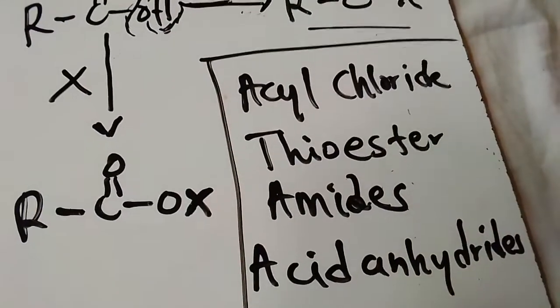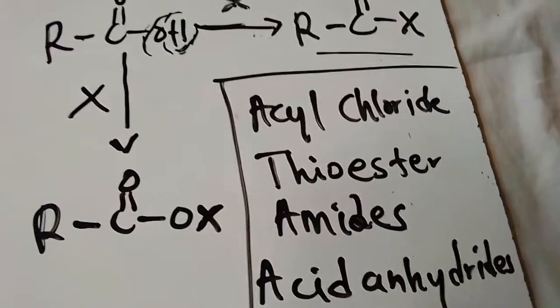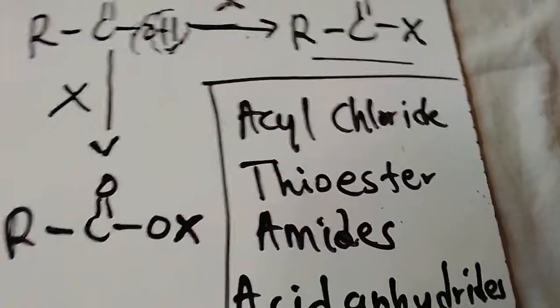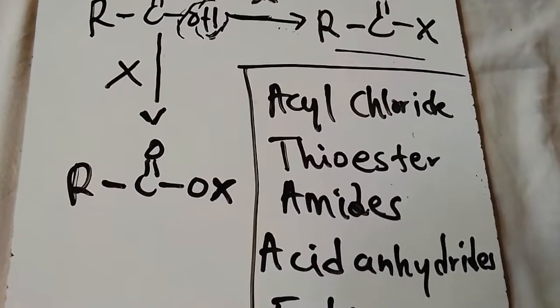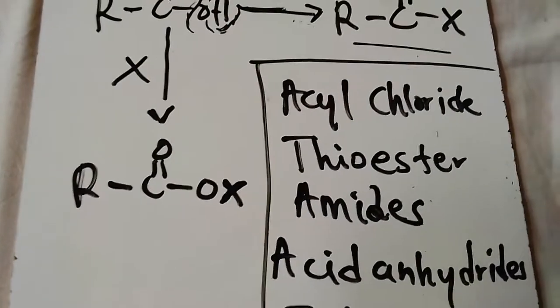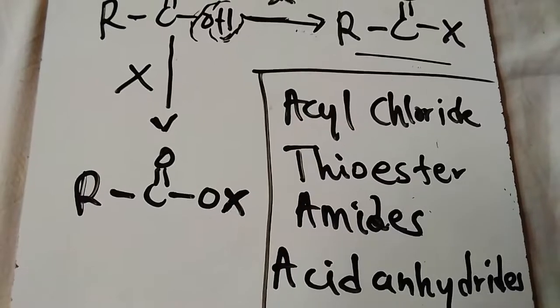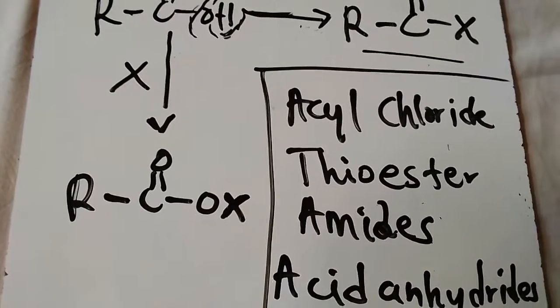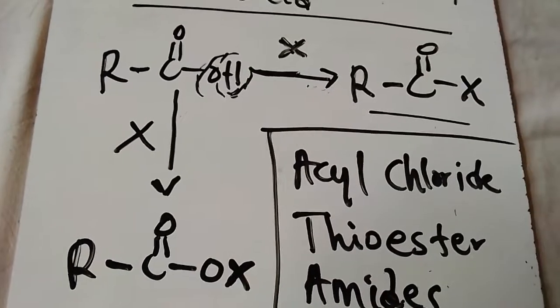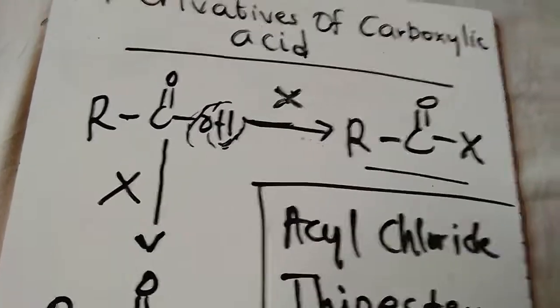So let's take them one by one and look at how they are produced. In the subsequent videos, we'll be looking at the mechanism that goes into the synthesis of each of these derivatives. But today, let's look at the reagents that have been added to the carboxylic acids to produce each of these derivatives.